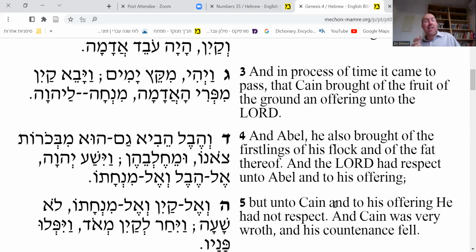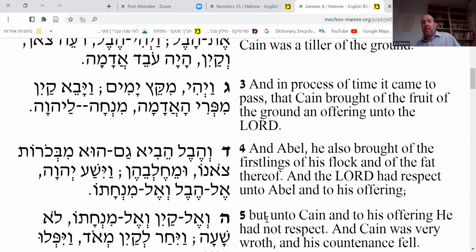So here, once again, we have a second example of asymmetry in the description of the bringing of the offerings. And then, of course, we have the contrast as far as God's response, right? Where he heeded and respected Abel's offering in the end of verse 4. But, and here once again, we see the word but: unto Cain and to his offering, he had no respect. In other words, he didn't accept Cain's offering.